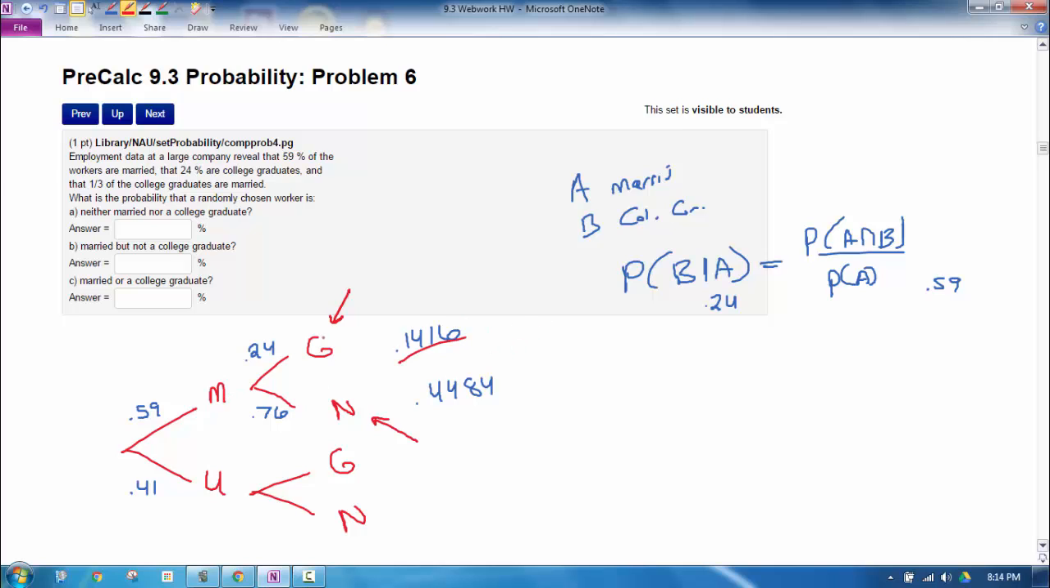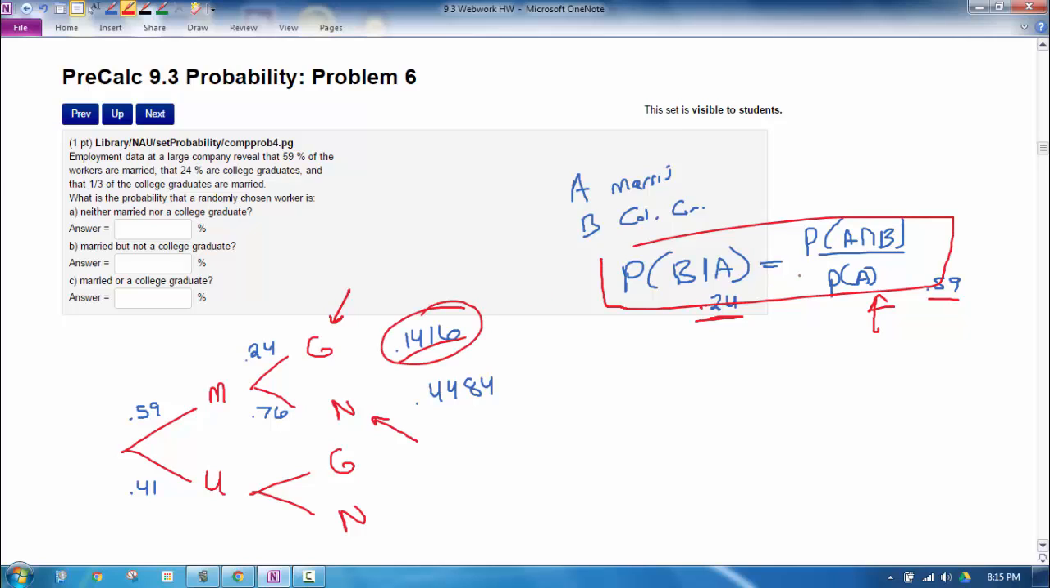So that gave me, if you multiply the branches of this, you get 14.16% of the people are married and college graduates, which also comes from this conditional probability formula on our formula sheet, because if you say A is a group of people that are married, B is the college graduates, then the probability that someone's a college graduate, given that they're married, they gave us in the problem is 0.24. And they also gave us the probability that someone's married, which would be A, as 0.59. So you can multiply both sides and get the probability that someone is married and college graduate, which is 0.1416.